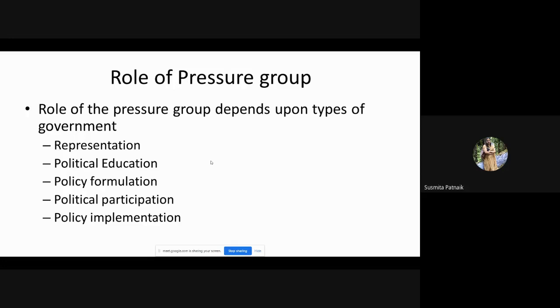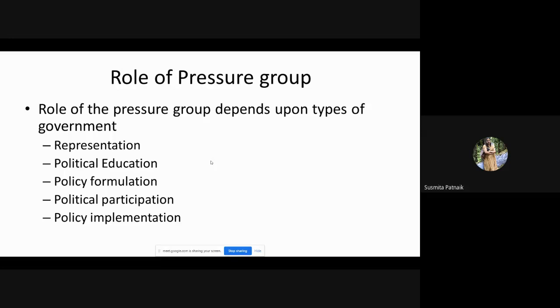Okay, so in a democratic system the role of the pressure groups is multifarious. Representation means what? It will represent the whole mass. We are not having any access inside the parliament, but the pressure groups will represent your problems inside the parliament. So this is what is called representation.